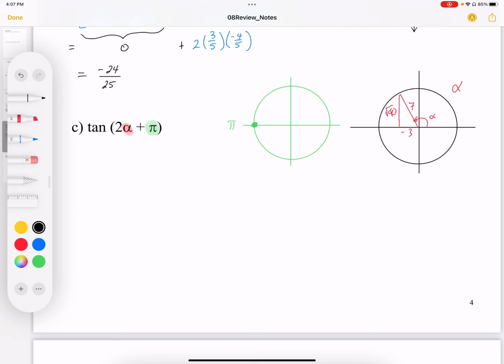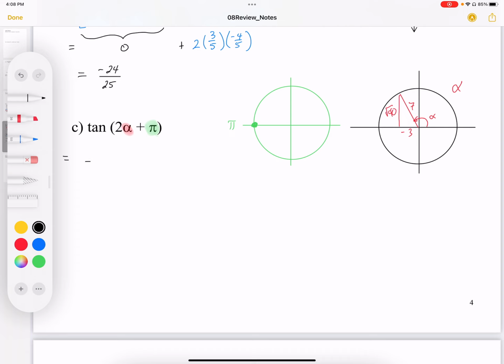For example C, we have tan of 2 alpha plus pi. So to do this one, we want to first of all recognize that we have a plus pi, and we need to use the identity for that. And then we also need to recognize we have a double angle here. So a couple things. First of all, we want to apply the tan sum identity.